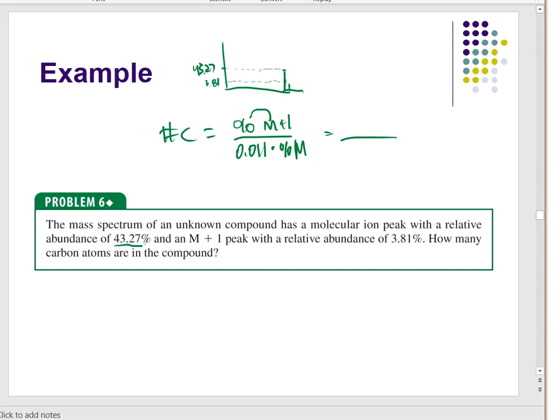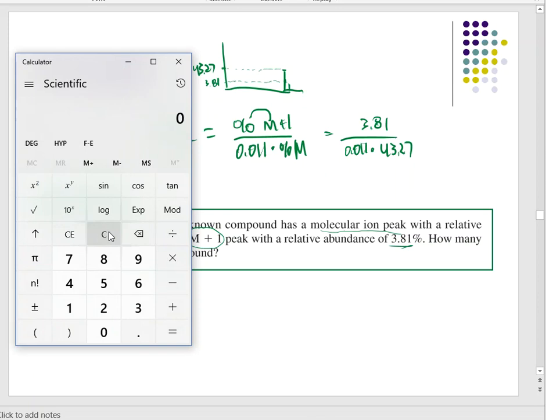43.27 is the abundance of the M peak. It has a molecular ion peak of 43.27. That goes down here at the very bottom: 43.27 times 0.011. And then it says it has an M+1 peak with an abundance of 3.81. So 3.81 goes up here at the very top. So I'm going to bring out my calculator, and I'm going to simplify that number one at a time, just so we can take baby steps here. 43.27 times 0.011.